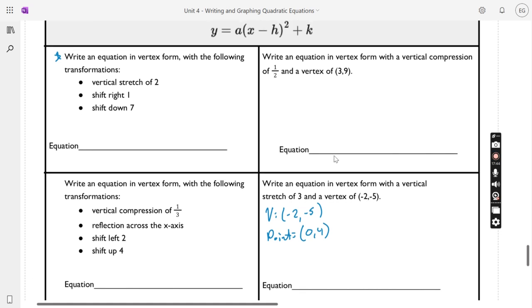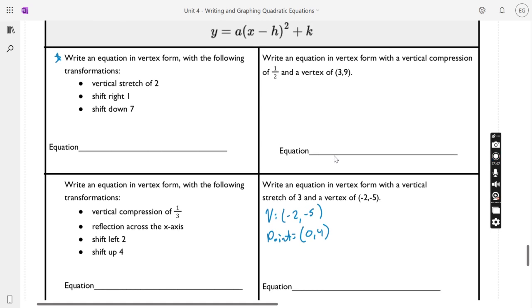Finally, we got these 2 questions that I'm going to focus on. It's important to understand the language that I use on the test. So if I say that things vertically stretch or if they shift any direction, you have to understand what exactly this means. So the first question in the top left, this just says that the A is equal to 2. Vertically stretches. This is saying that the H is equal to 1. It is saying the K is equal to negative 7.